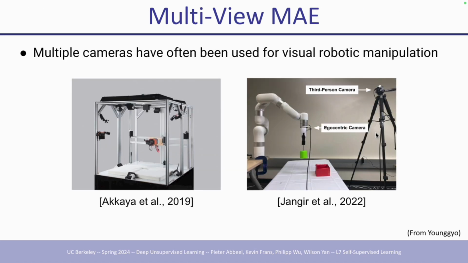So Peter briefly mentioned this before, but now we'll do the masked multi-view MAE. In this setting, robotics is a setting where we oftentimes have to deal with multiple cameras. So in this case, we might have an egocentric camera of the robot looking at the object, as well as a third-person camera. And this is a robot hand where we have a bunch of different cameras looking over the hand.